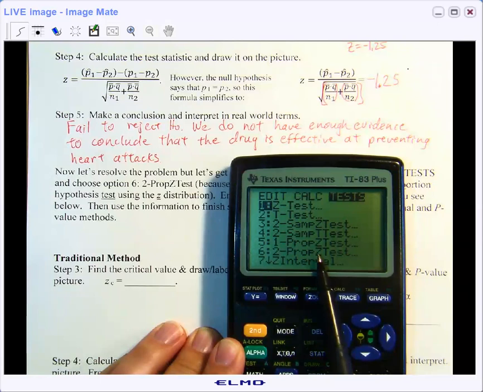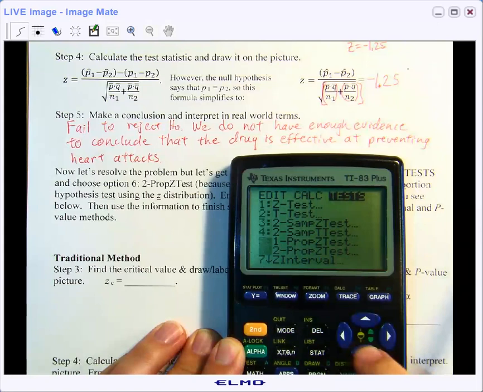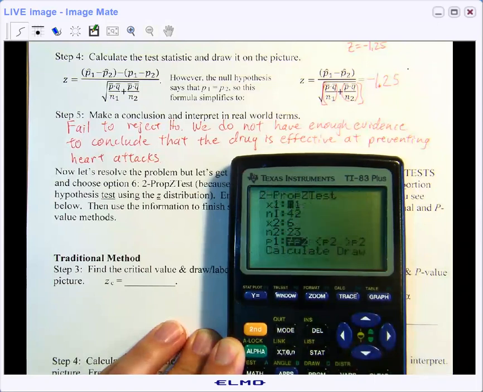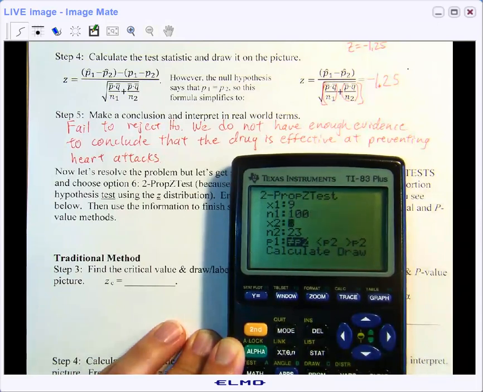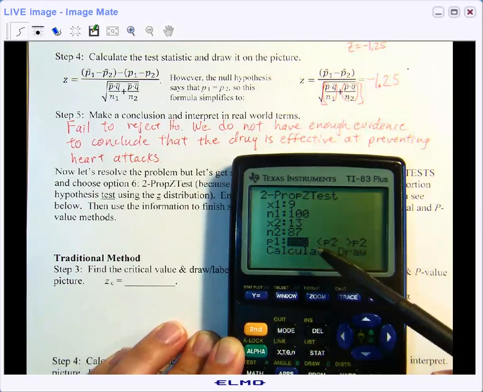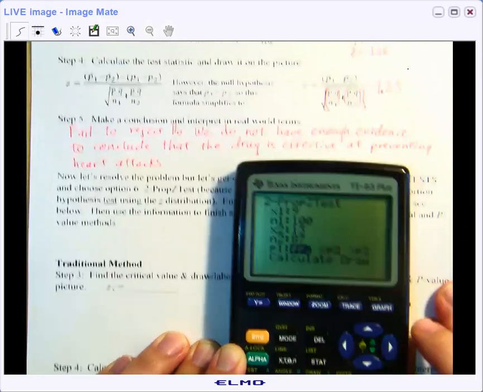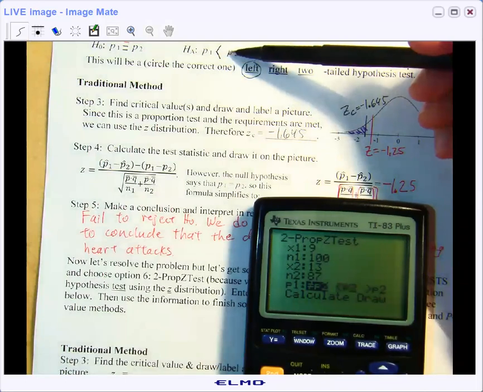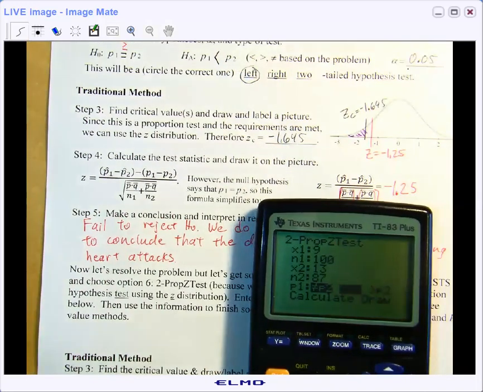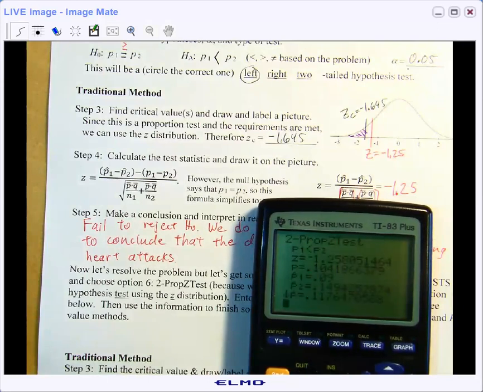We're using the z distribution, and this is a hypothesis test, not a confidence interval, like we'll talk about a little bit later. So 2 prop z test, it asks us for x1, which was 9, n1, which was 100, x2, which was 13, and n2, which was 87. And what was our alternate hypothesis? Our alternate hypothesis was that, let's come back up here, P1 is less than P2.